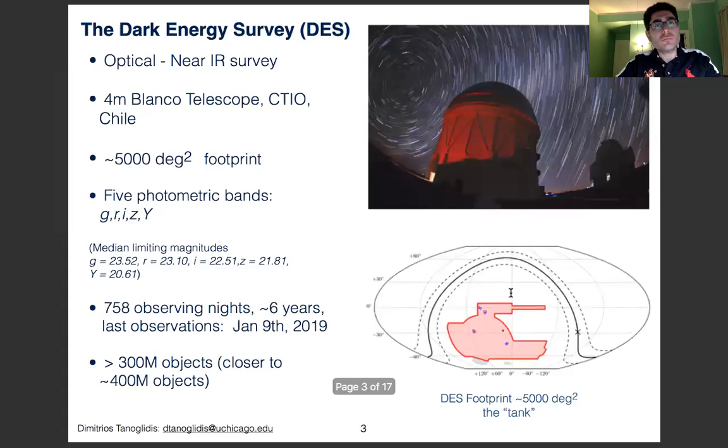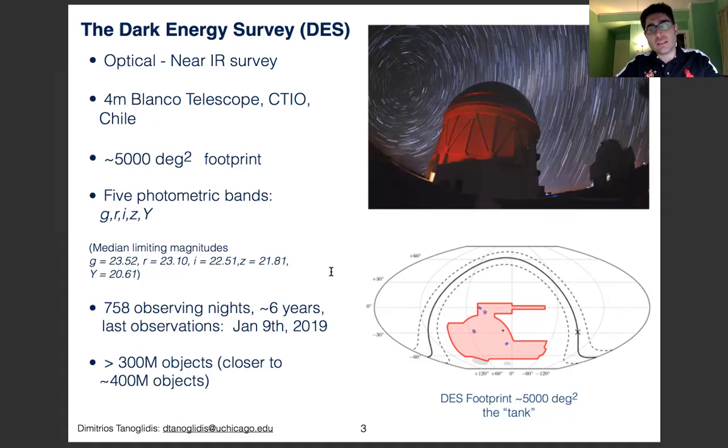So we are going to use data from the Dark Energy Survey. Let me briefly describe it. It is an optical and near infrared survey on the 4-meter Blanco telescope in Chile. It covers 5,000 square degrees on the sky in 5 photometric bands, which means that we don't have redshift or, equivalently, distance information. It ran over a little bit more than 5 years, close to 6 years, with the last observations taken in January of 2019.